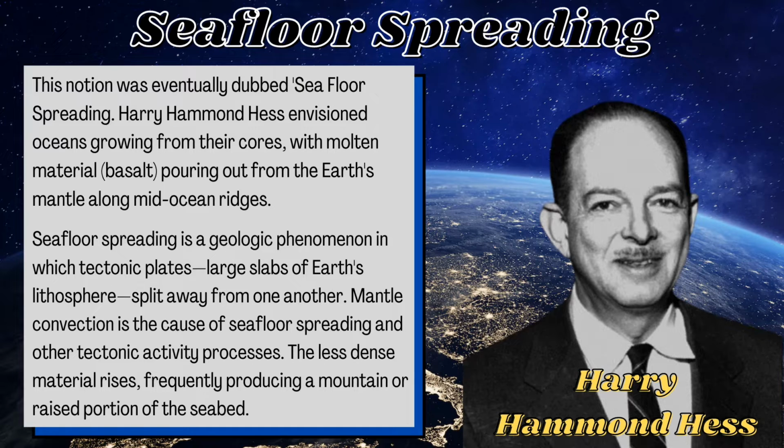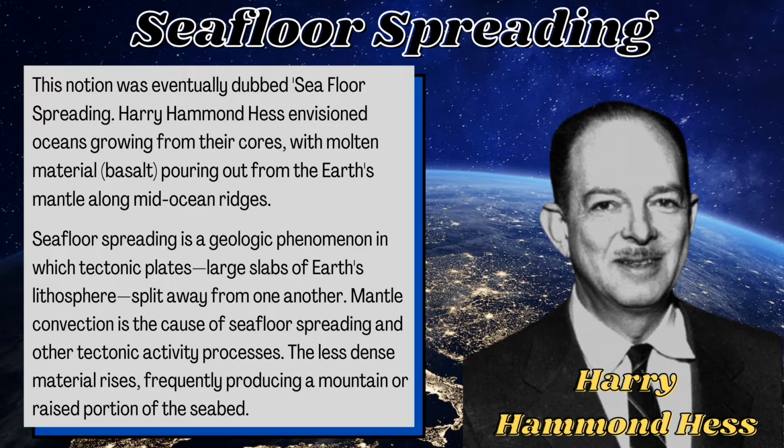Now, let's proceed to seafloor spreading. This notion was eventually dubbed seafloor spreading. Harry Hammond Hess envisioned oceans growing from their cores with molten material or basalt pouring out from the Earth's mantle along mid-ocean ridges. Seafloor spreading is a geological phenomenon in which tectonic plates, large slabs of Earth's lithosphere, split away from one another. Mantle convection is the cause of seafloor spreading and other tectonic activity.